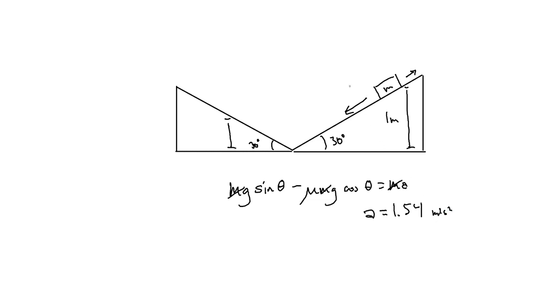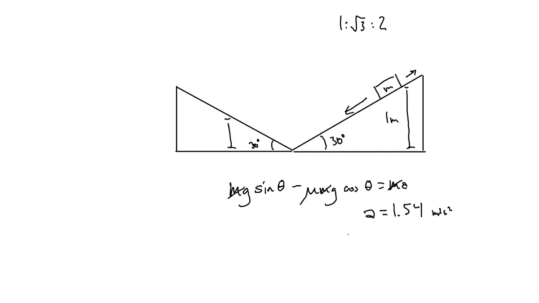Our distance along the ramp, remember this is a 30, 60, 90 triangle. This is 30, this is 1, so our side length is 1. Remember that this is our ratio. So we're going to be going down 2 meters. Remember that this is our acceleration.